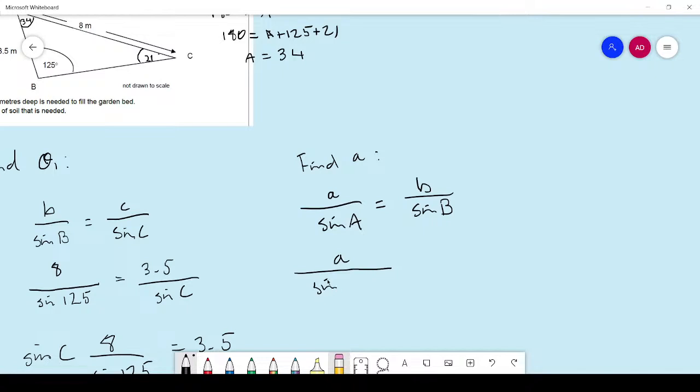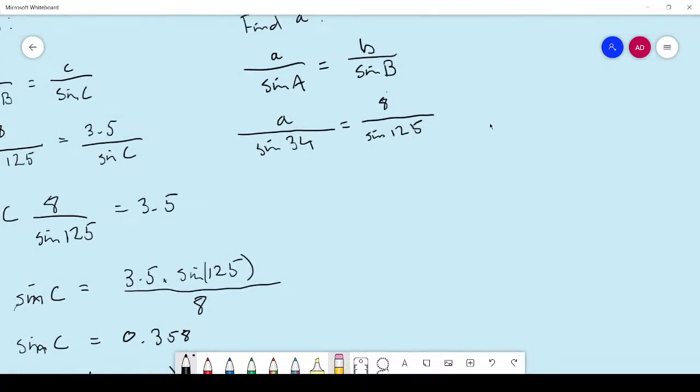Sub in values here. So a over sine 34, because a is 34 degrees. B was 8. Sine b was sine 125. We just need to solve for a, so we'll just multiply both sides by sine 34. And we get a equals 8 times sine 34 over sine 125.